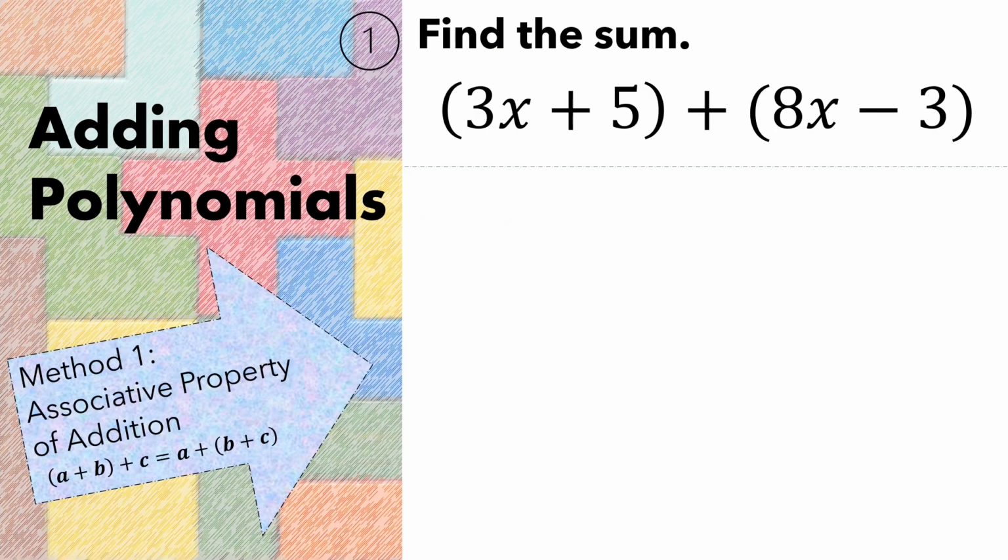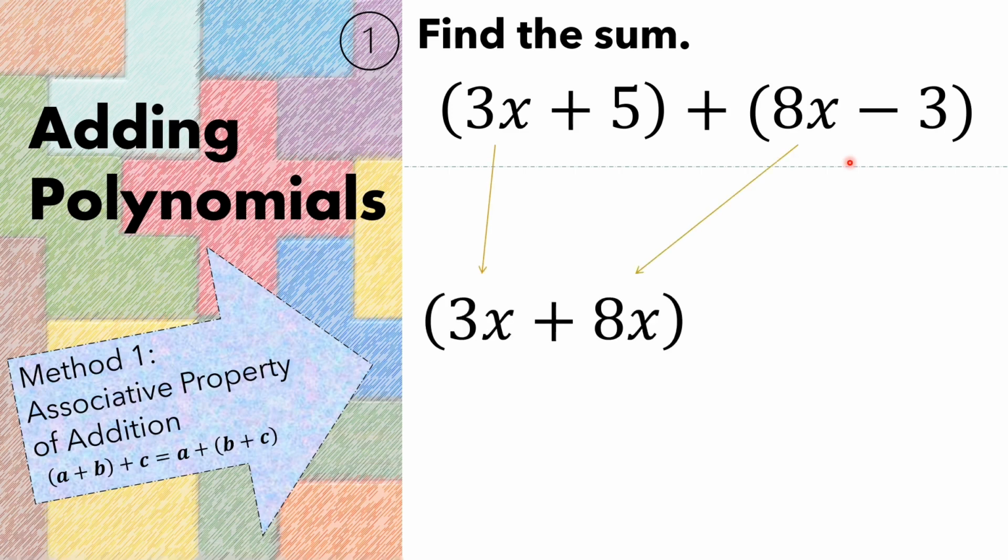This time let's add polynomials. There are two methods that we can use in adding polynomials. The first one is method 1, using the associative property of addition, which states that the quantity a plus b plus c equals a plus the quantity b plus c. So let's take the first example. Find the sum: 3x plus 5 plus 8x minus 3.